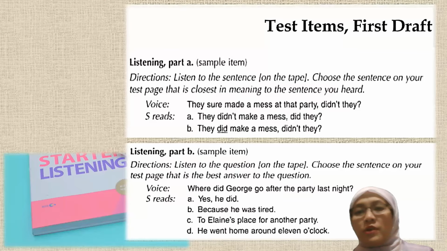The most suitable answer is actually C, to Ellen's place for another party. Later we will see whether these choices are effective or not. Kita akan lihat bahwa pilihan ABCD ini efektif. Or are they going to make some decision?